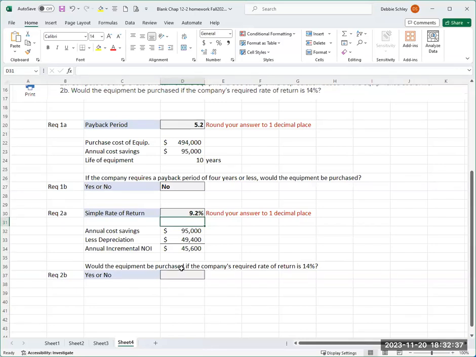Would the equipment be purchased if the company's required rate of return is 14%? Well, no, because it's 9.2% and this is rate of return. That's money I'm making, and it's not 14%. So the answer is no.